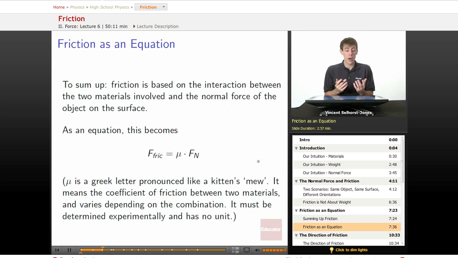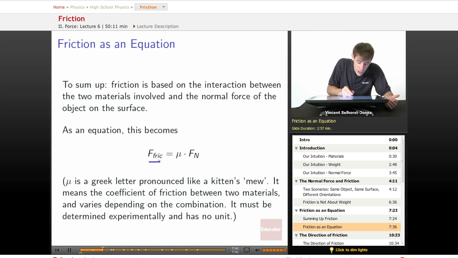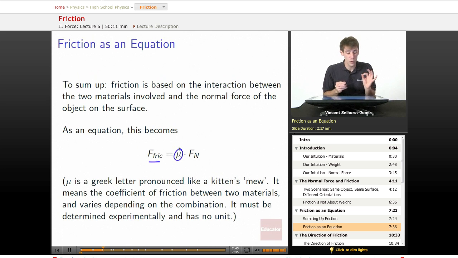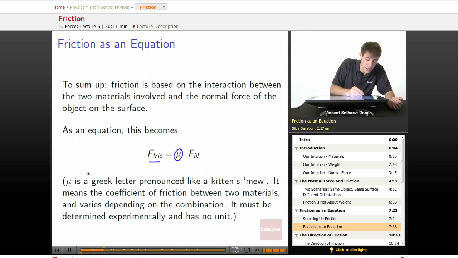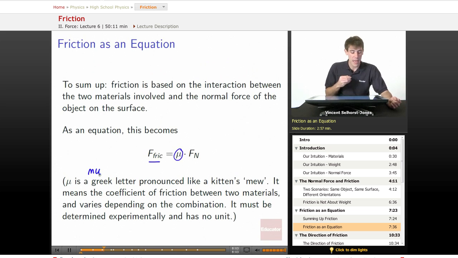If we want to turn that into an equation, that's going to become the friction is equal to mu. Mu is a new letter that we're introducing. It's a Greek letter. We're taking more letters from the Greeks, as we love to do. Mu is a Greek letter. It's pronounced like a kitten's mew. It means the coefficient of friction between two materials, and it's spelled, in case you're curious, mu, but it's pronounced mu. It means the coefficient of friction between the two materials.